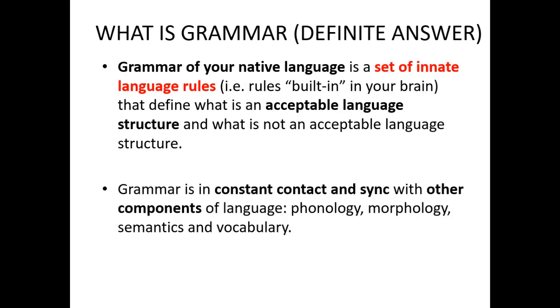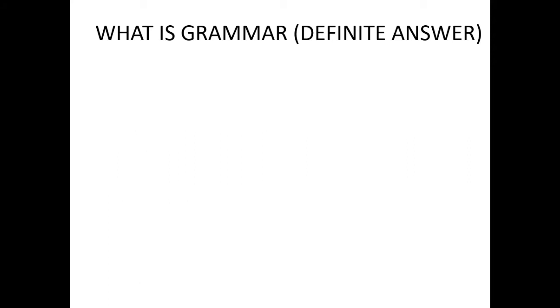And this grammar is, of course, in sync with other components of language: phonology, morphology, semantics and vocabulary. We didn't have the opportunity to watch the video with the McGurk effect, but I gave you the link, and I will again put the YouTube link on the website. You will see that your brain's visual system can override what you hear. So you are not listening only with your ears, you are listening with your eyes as well. So grammar is in sync with many other parts of your brain.